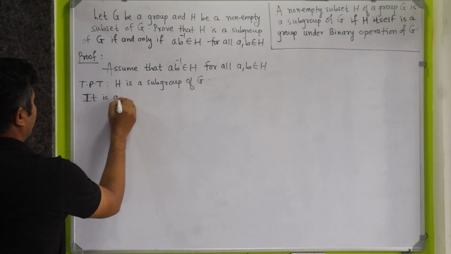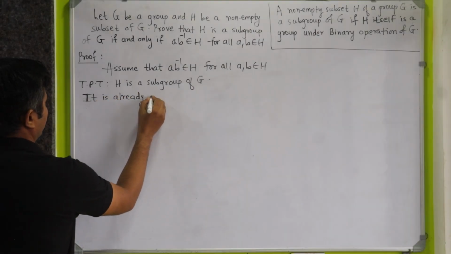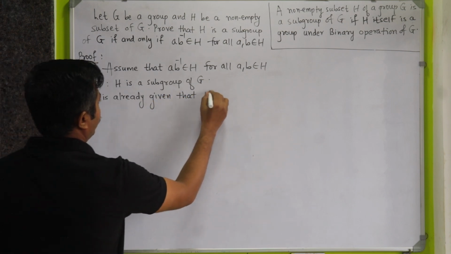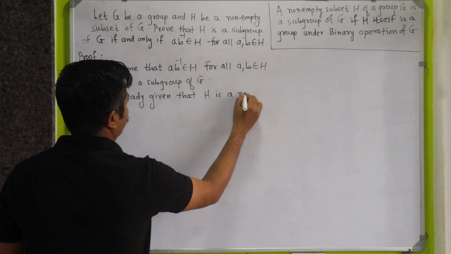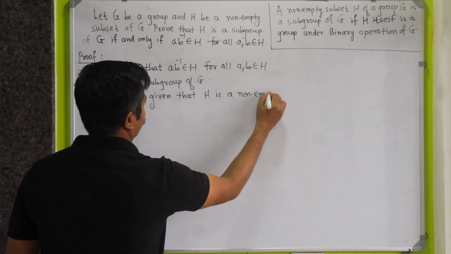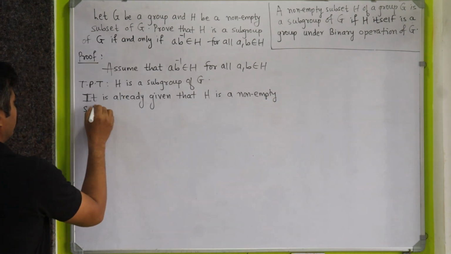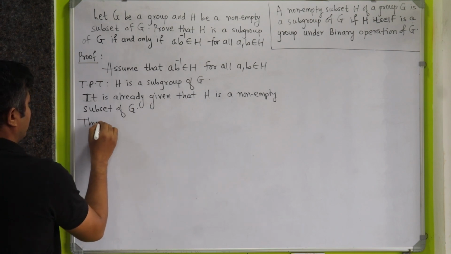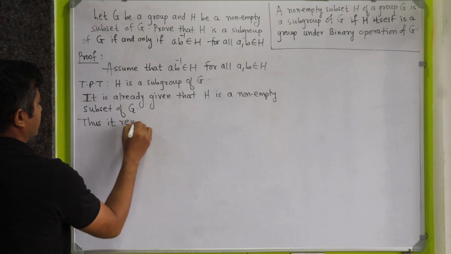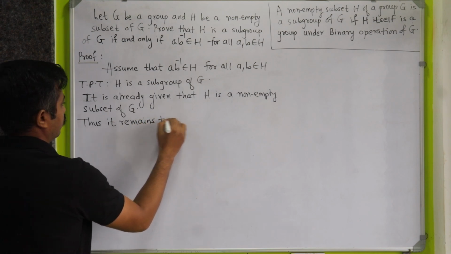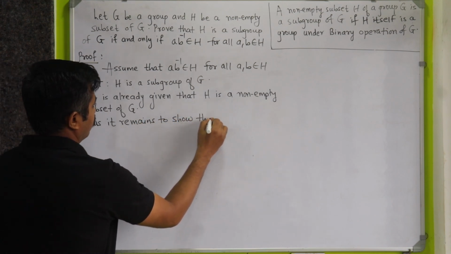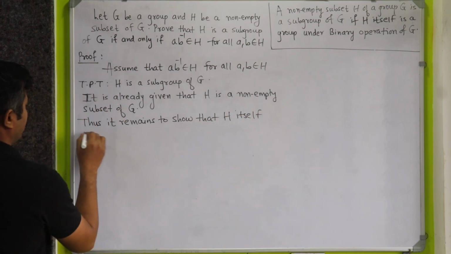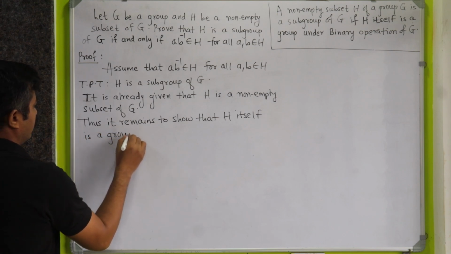It is already given that H is a non-empty subset of G. Thus, it remains to show that H itself is a group under the binary operation of G.